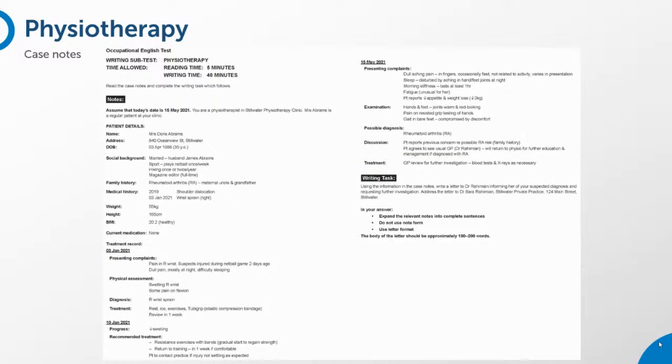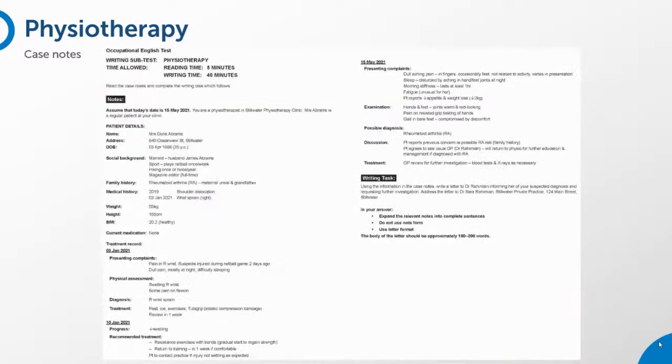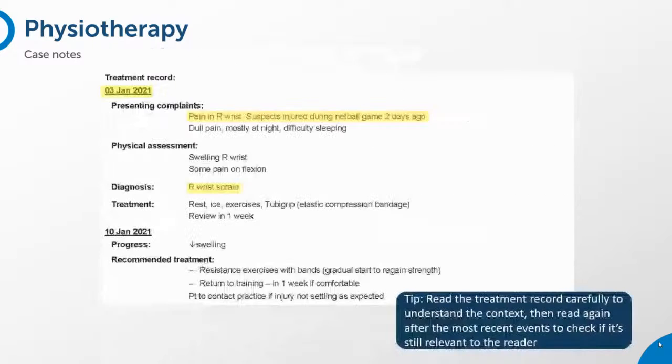If we now look at the patient's treatment record, we can see that the patient presented in January this year with pain in her right wrist, which you diagnosed as a sprain. Sorry, just flipping ahead. And the patient suspected it was caused by a netball injury 2 days prior to that visit. And that seems to have resolved itself by the time you reviewed it a week later.